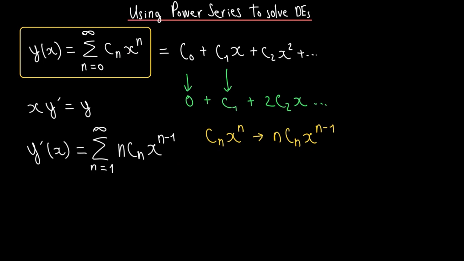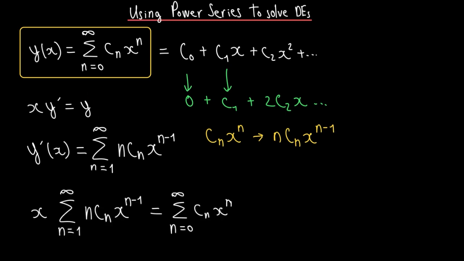And now what we do is we sub in our expressions into our differential equation. And the key thing here is that we want the exponent of x on both sides of the equality to be equal to each other. But the problem here is that we have an n minus 1, and here we have an n.